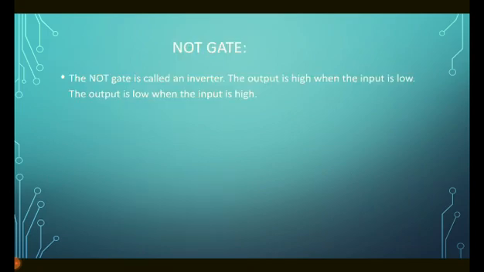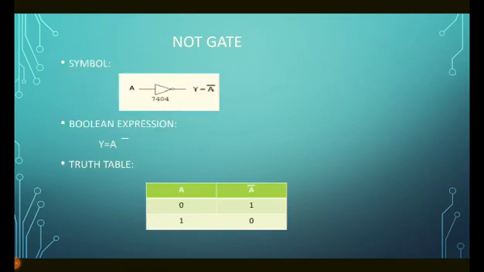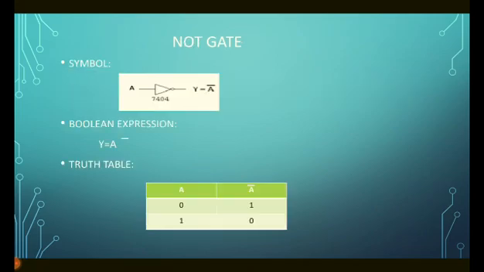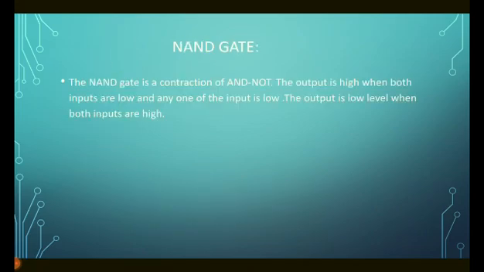The next gate is the NOT gate. The NOT gate is also called an inverter. The output is high when the input is low. The output is low when the input is high. This is the symbol for the NOT gate. The Boolean expression is Y equals A complement. Truth table. Here we have only one input and only one output. When we give input as 0, the output is 1. When we give input as 1, the output is 0.